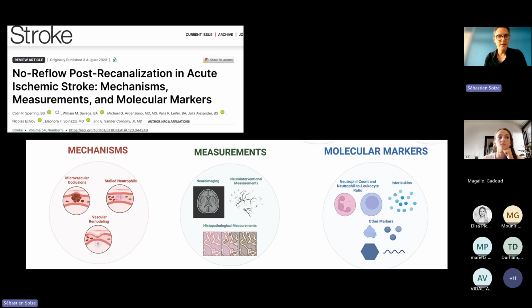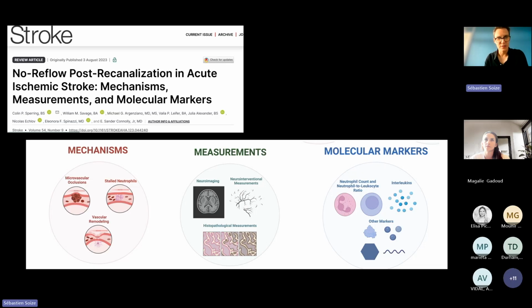So the no-reflow phenomenon is not super frequent. It's less than 10% of the patients. But finally, you see you can get microvascular occlusions, stuck neutrophils, vascular remodeling. And finally, we don't care. What we want is just to see whether it exists and if we need to give additional therapy to the patient or not. So we are not actually able to see whether it's microvascular occlusion or some blocked neutrophils.